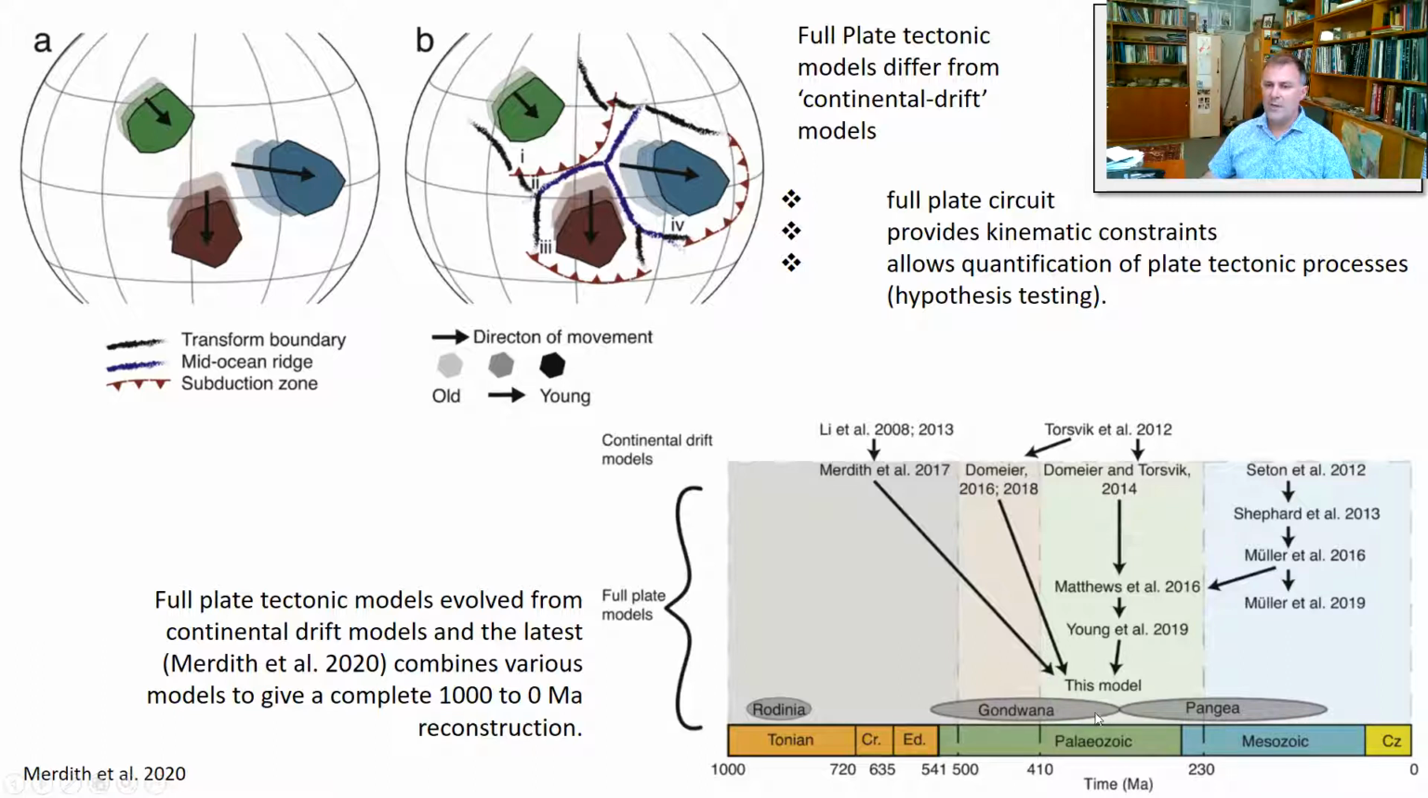The full plate model we have at the moment is the 2020 model, the Meredith 2020 model. It is derived from a whole series of continental drift models originally, and then full plate models, particularly Li et al. 2008 and 2013, and Torsvik et al. 2012, and then a whole series of full plate models through different bits of time from the modern Earth back through the Phanerozoic, Paleozoic, and then right down to the Neoproterozoic. Meredith et al. 2017 was put in here, and then this amalgamates everything together into Meredith et al. 2020, which we've just published.